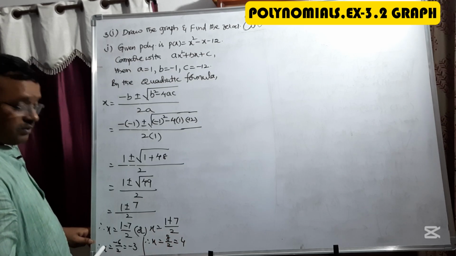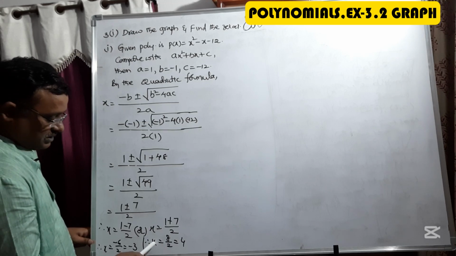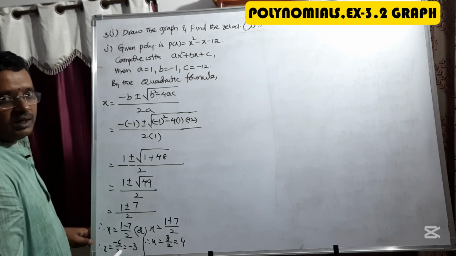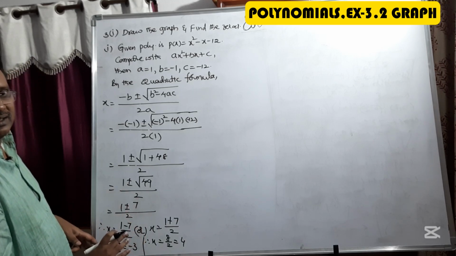You see, what is the first zero? x equal to minus 3. Next zero, x equal to 4. Smaller value, bigger value. Like this, in order, we will get.